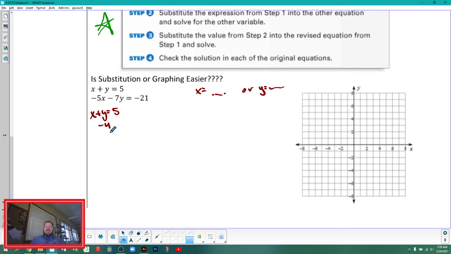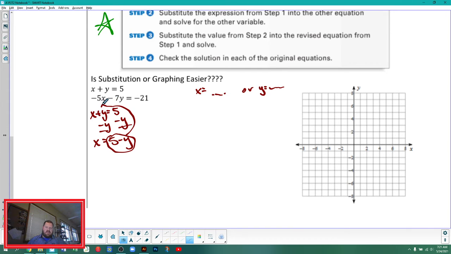And so I'm going to mix it up a little bit. I'm actually going to solve it for x. I'm going to subtract y on both sides. And so this is, like I said, the hardest type of problem for substitution because I'm not even ready to substitute yet. But with just subtracting y on both sides, now I am. I have x is equal to 5 minus y, and I'm going to plug that in for x in the other equation.